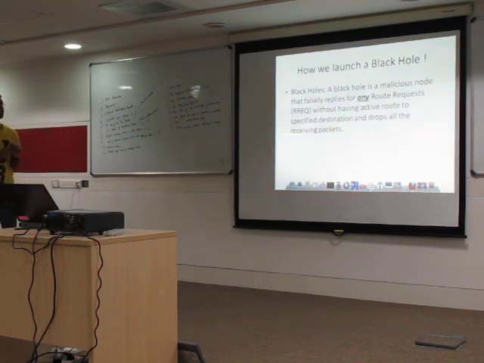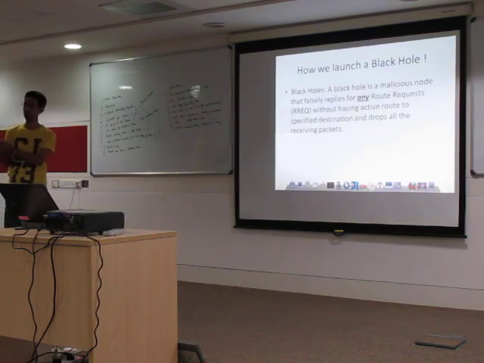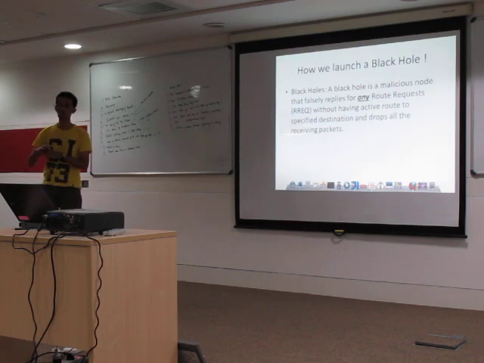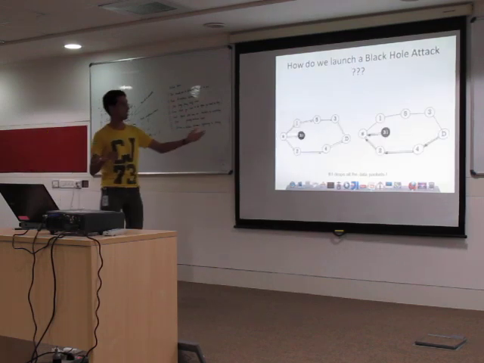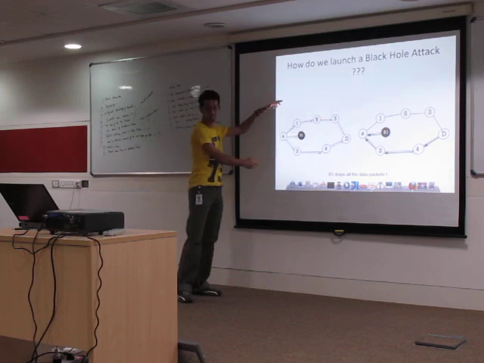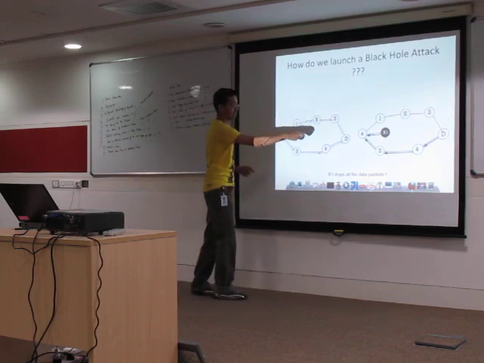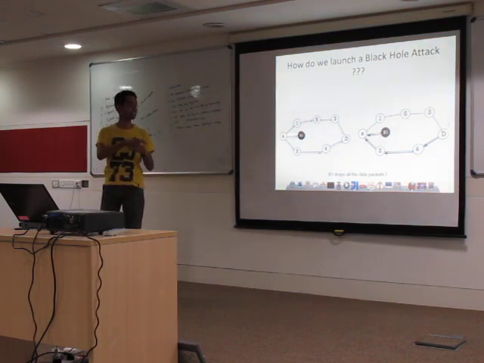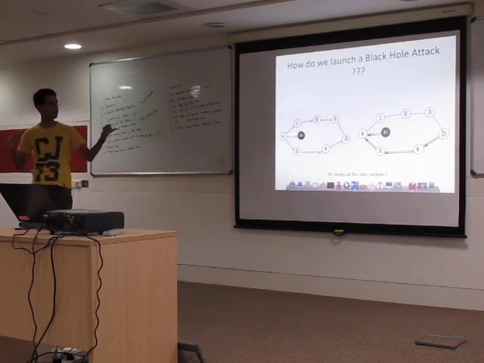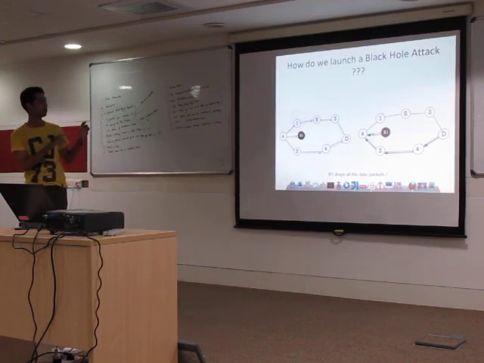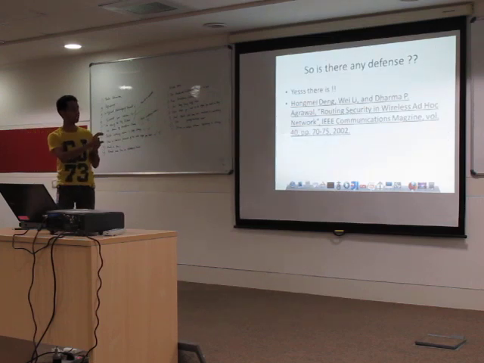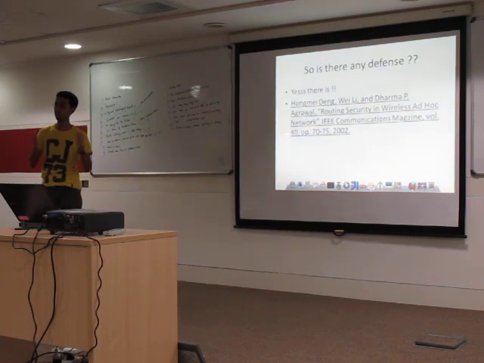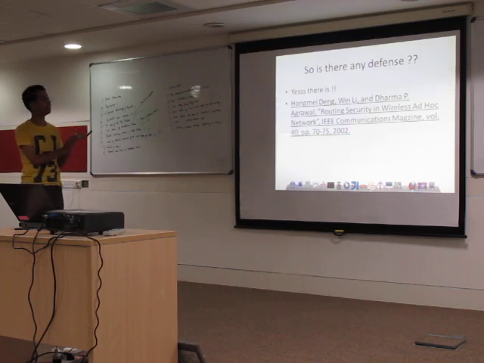So how we launch a black hole attack is that there is one malicious node which just replies to every query as having an effective route to the destination. Let's take a scenario. There's a route query broadcast going on, and this guy replies with a route reply for every query coming. Since he does that pretty quickly, he doesn't have to process the query, he just sends a route reply to every route request. So usually the black hole node is the one that's chosen as the required route node. So there's the problem. How do we come about it?